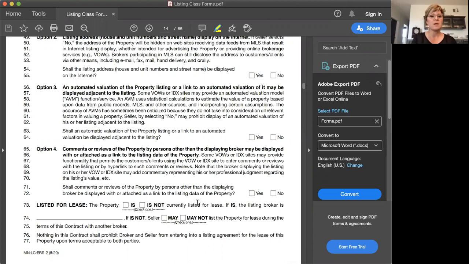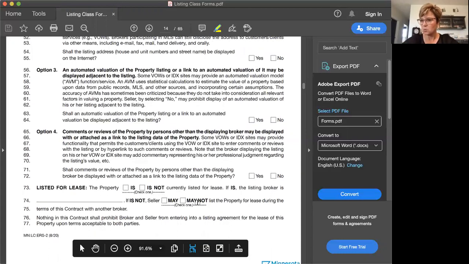Okay. And then option 4, there are some websites that will allow people to come in and write comments or reviews. I personally don't even know of any. I honestly don't know that I'm aware of a site, but they must exist because it's part of our state contract. But it would allow someone to go in and say, yeah, I saw that property. I hated the room that was painted purple, or it was a great location, had beautiful views, right? So they can go in and write a review. Is your seller okay with being on those websites and having those reviews displayed? Okay, so they get those 4 options, and you're going to check yes or no depending on what they want.